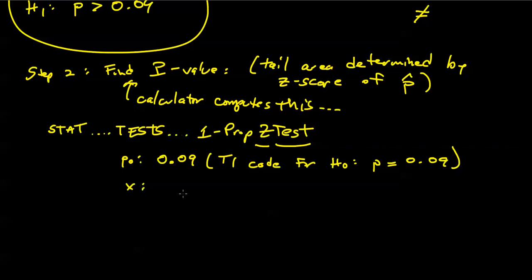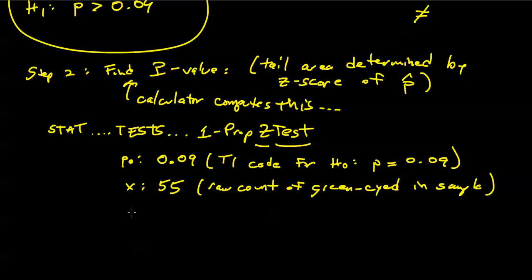The next thing the calculator prompts us for is an x value. Here it's 55. We had 55 green-eyed people in this sample. So let me write that down. This is the raw count of green-eyed people in the sample of 500. That's somewhat similar to the one prop z interval command. Little n, of course, is your sample size, 500.